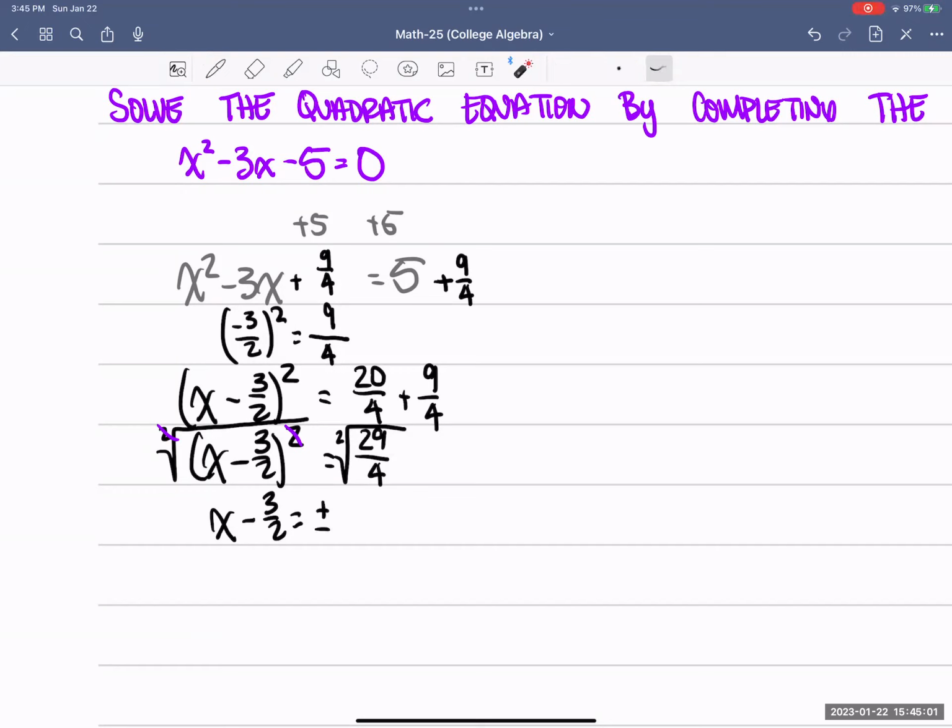And simplifying the top, 29 seems to be a prime number, so it's just going to be the square root of 29. And the bottom, we have the square root of 4, which is just 2. Lastly, we're going to add our 3/2 to both sides. So we're left with x is equal to 3/2 plus or minus the square root of 29 over 2.